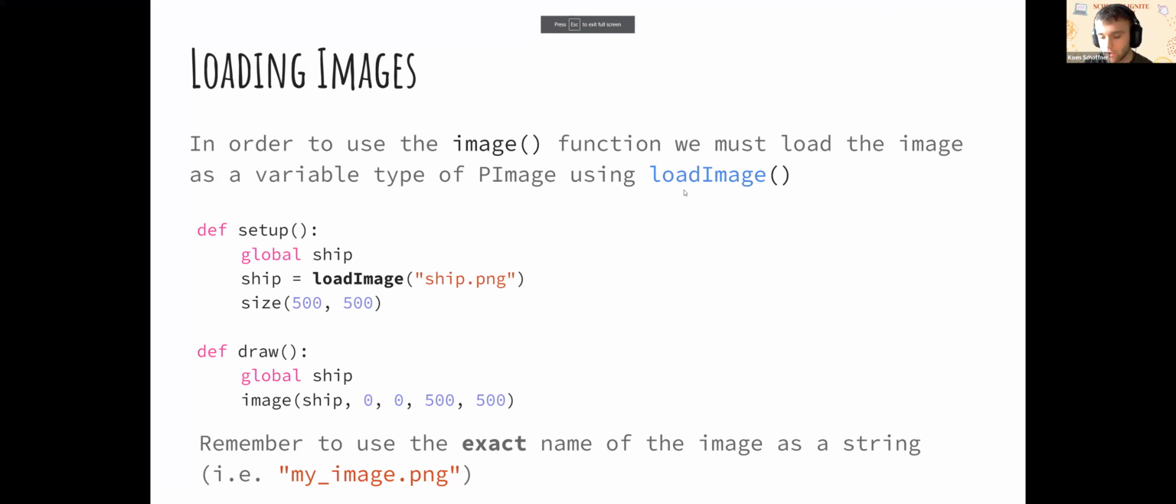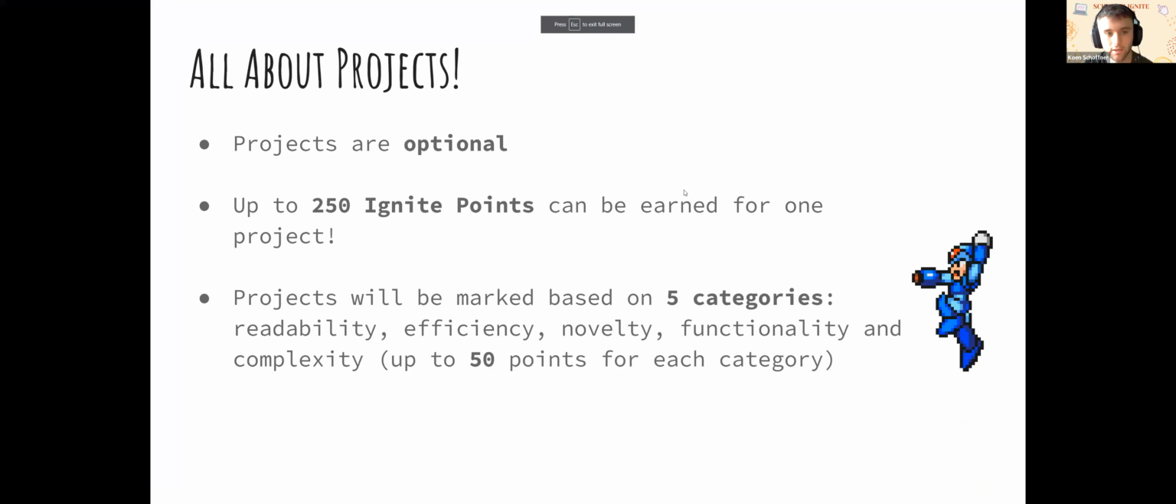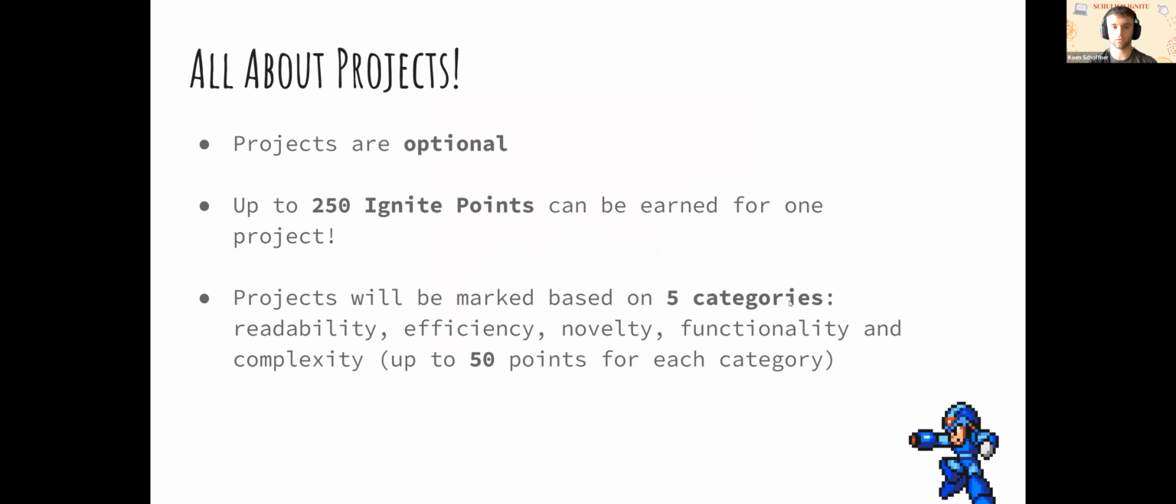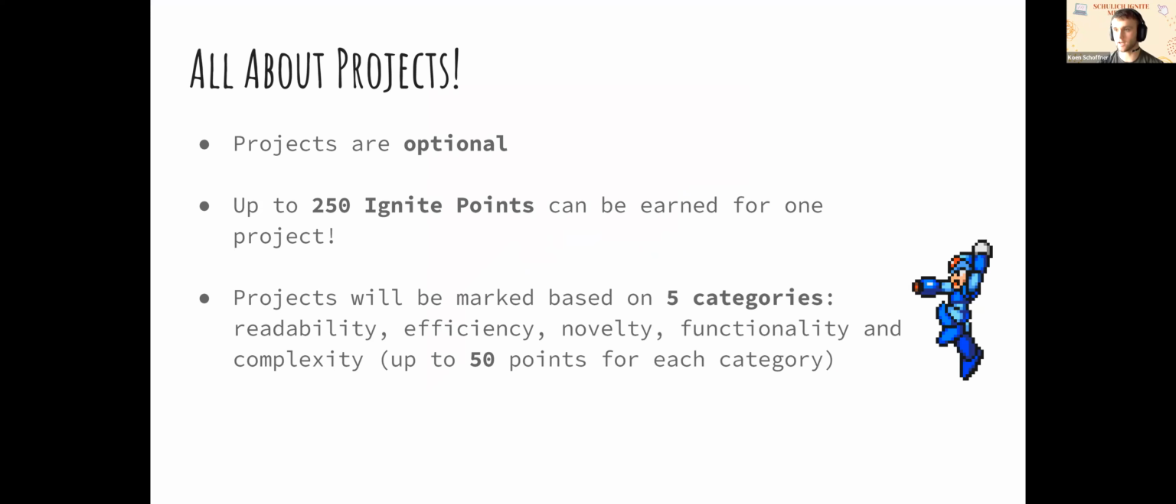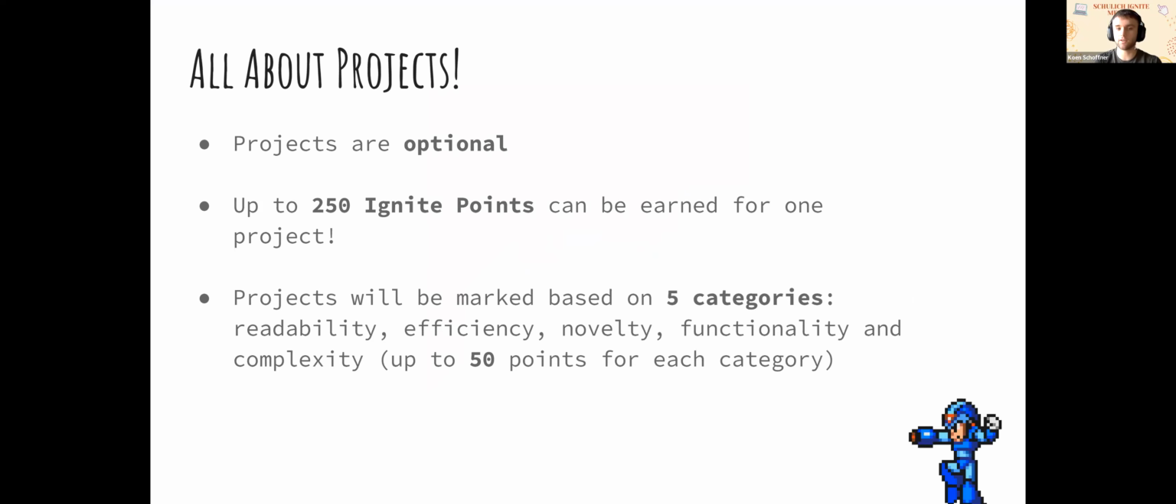So let's continue on. Now we're going to talk about our final projects. These projects are optional, but they are a great source of Ignite points. If you are looking to finish at the top of the table for the Ignite points, this is the best bang for your buck to do so. You can earn up to 250 Ignite points for the project.